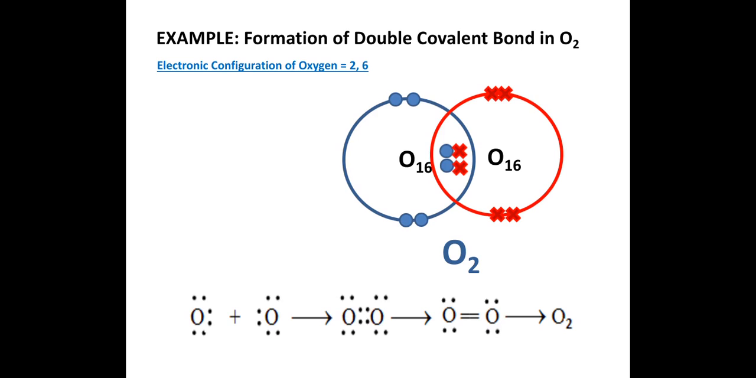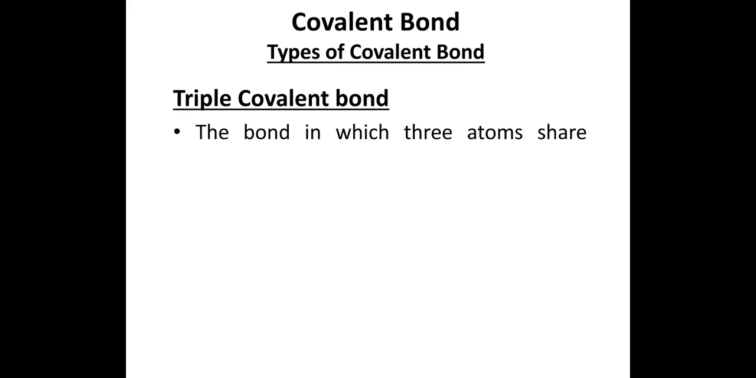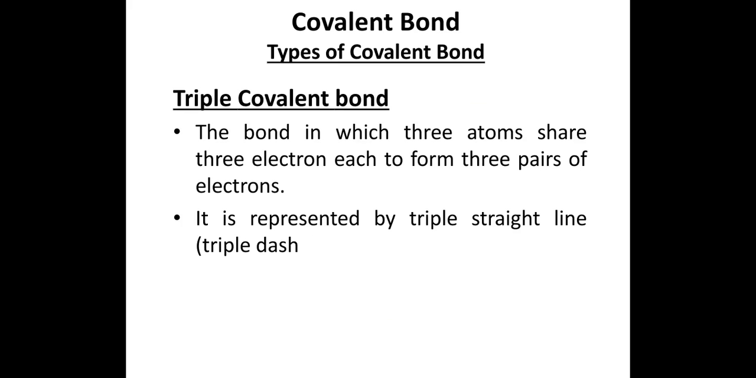Now the triple covalent bond. The bond in which two atoms share 3 electrons each to form 3 pairs of electrons is known as a triple covalent bond. Triple means 3, so they share 3 electrons, and it is represented by 3 lines. Examples are nitrogen molecule and ethyne.